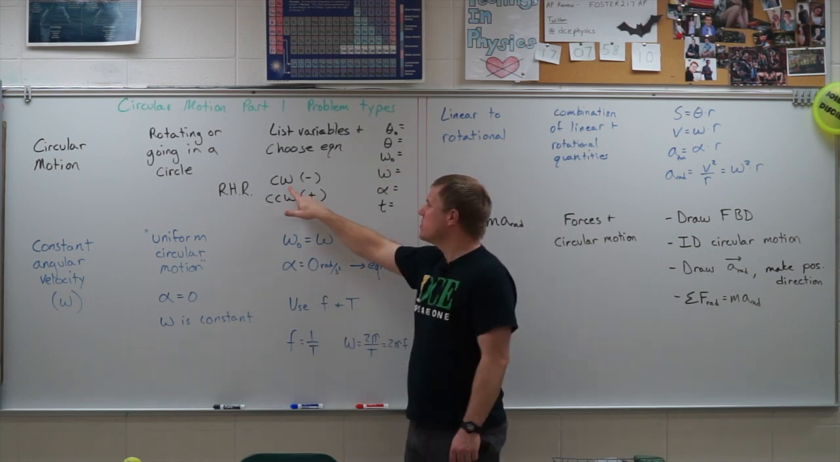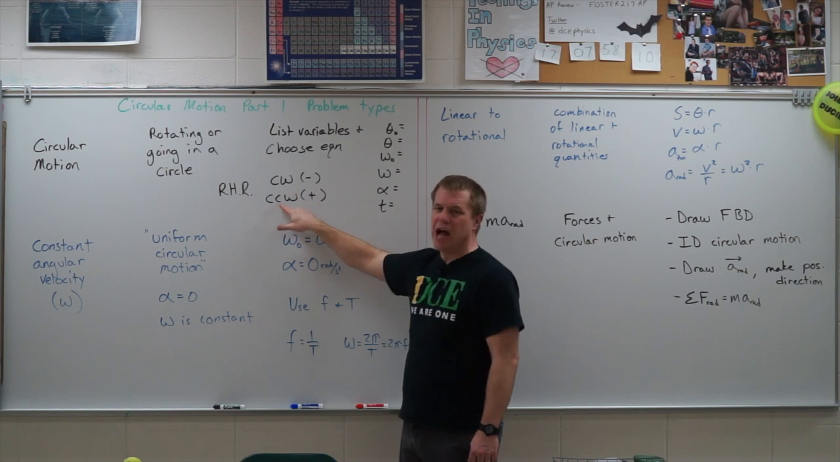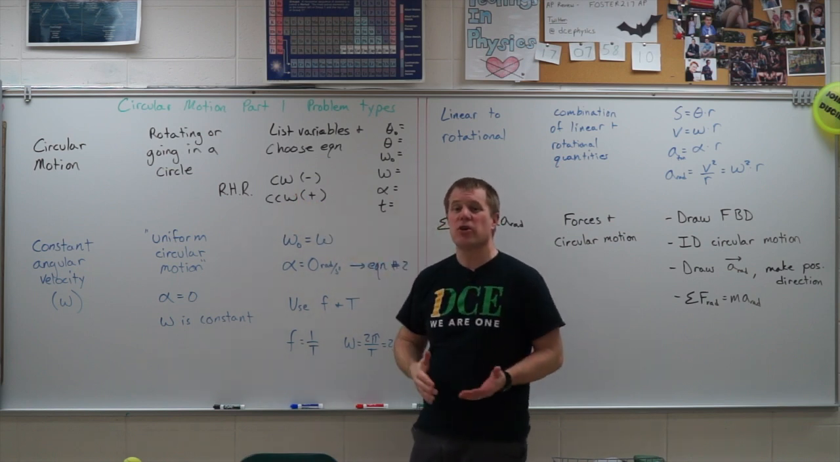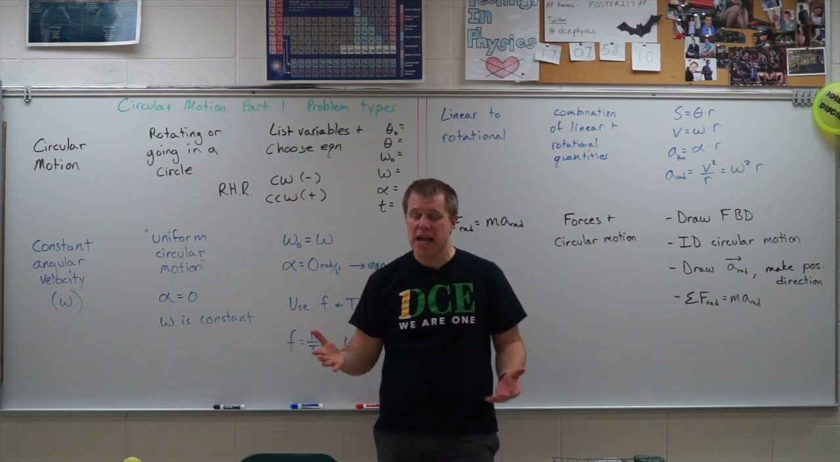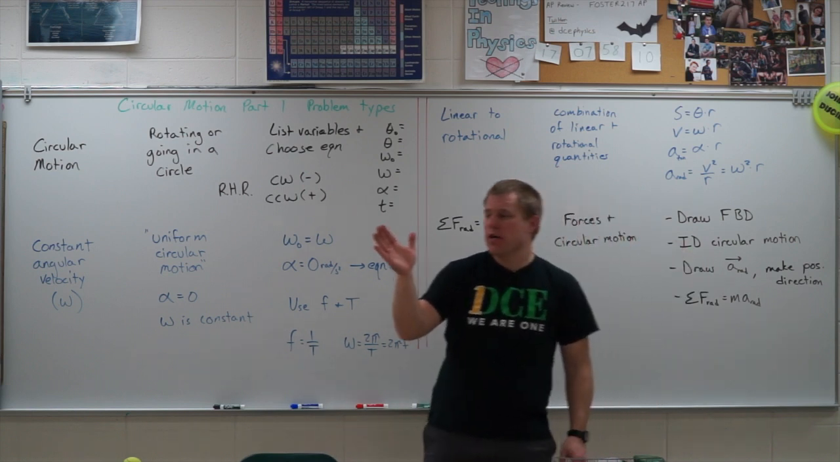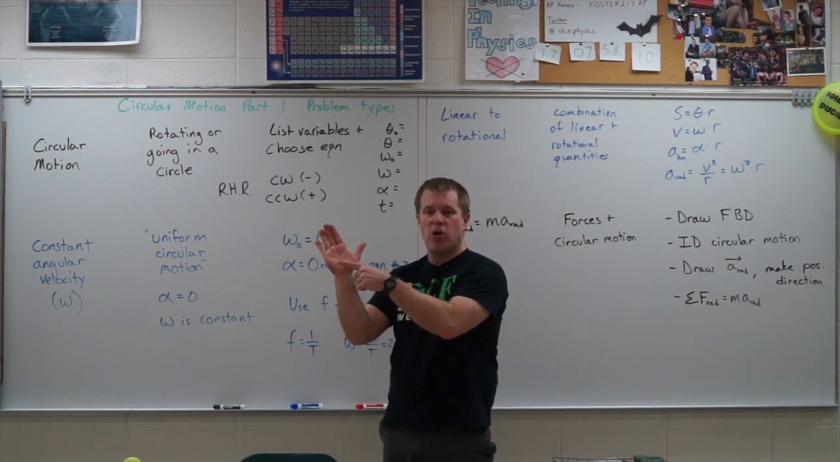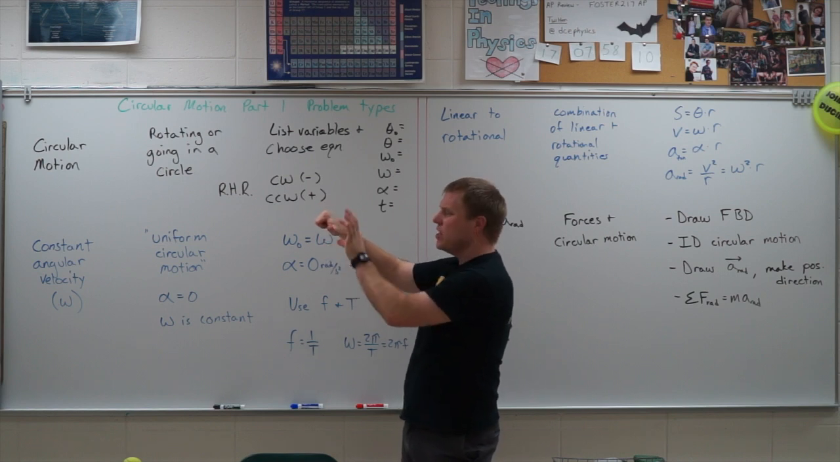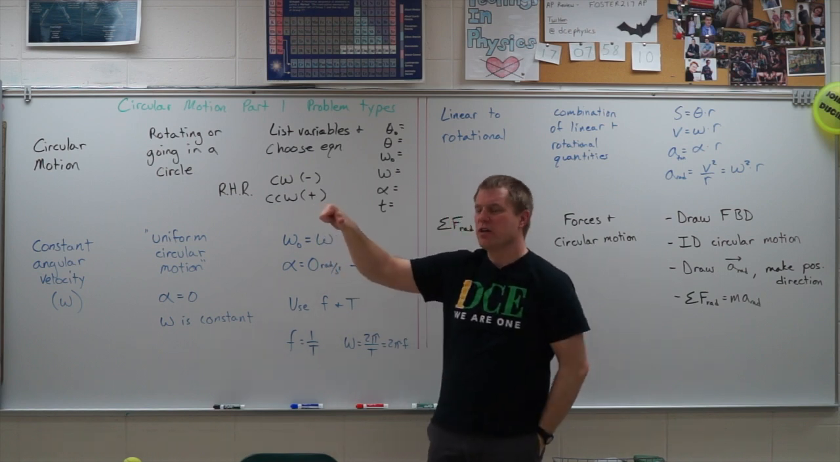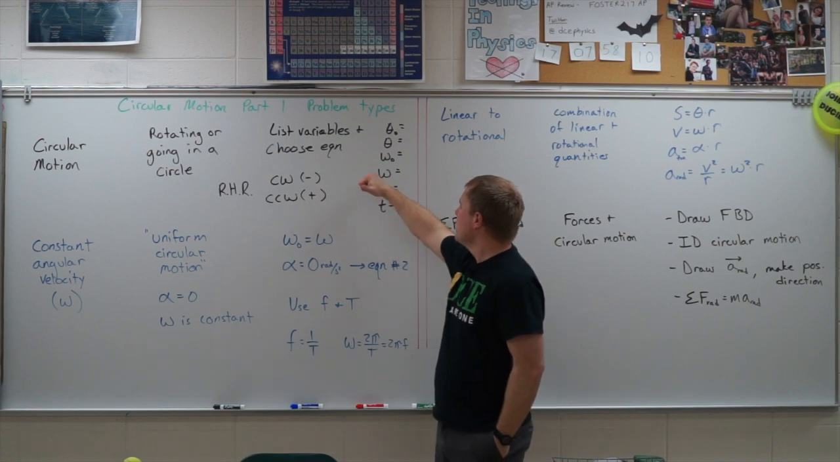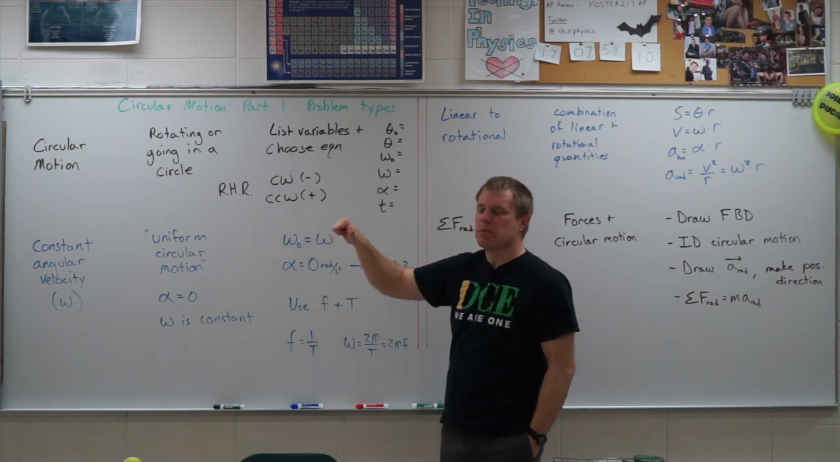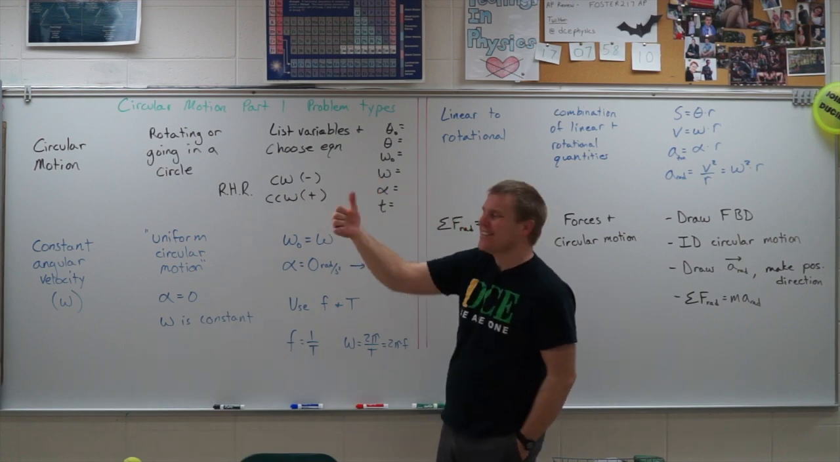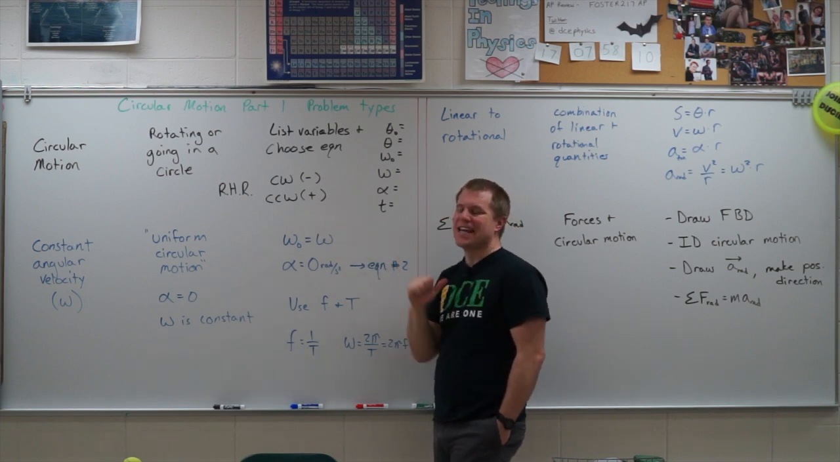Direction here, we're going to use clockwise as the negative direction, counterclockwise as the positive direction, or you can use that right-hand rule. So remember, you're going to put your palm on the axis of rotation, curl those fingers in the direction it's rotating. Your thumb will point in the direction of the velocity or acceleration or displacement. Out of the page is positive, into the page is negative.